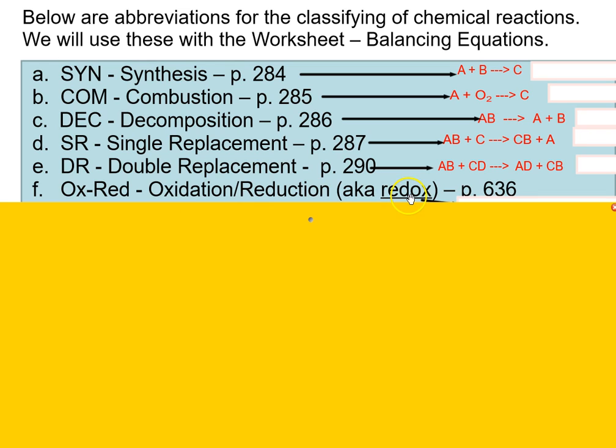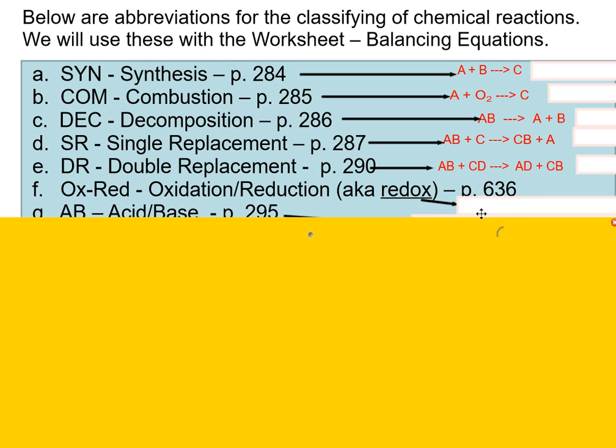Oxred. This guy is right here. Charges on ions do change. And for that reason, this is a second way of classifying those first reactions. This will always be an oxred.